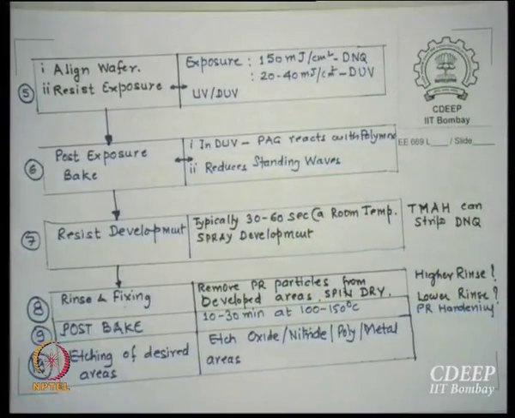Typically the ultraviolet light source energy or source intensity is 150 millijoules per centimeter square for DNQs and 20 to 40 millijoules per centimeter square for DUVs. So then we expose. Once we align, we expose. Wherever dark portions are on the mask, light will not pass through. Wherever clear portions are, light will pass through. Depending on the resist, either the clear areas will get hardened, or they will become softened. If it is PPR, it softens. If it is NPR, it is hardened.